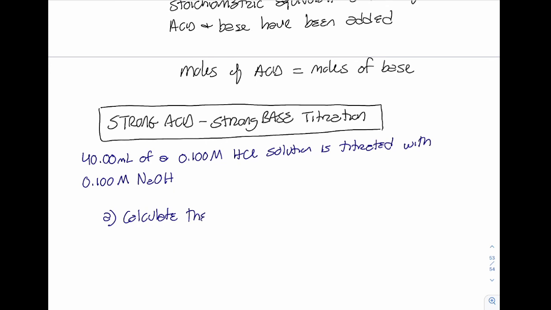We don't actually need this to be able to calculate the pHs, but as we go through more complicated problems, it's going to be a good number to have. It's going to allow us to make a couple of shortcuts, particularly for the weak acid and weak base ones. So even if the problem doesn't ask for this, I would always calculate it, because it's going to be useful. So we're going to calculate the volume of sodium hydroxide needed to reach the equivalence point.